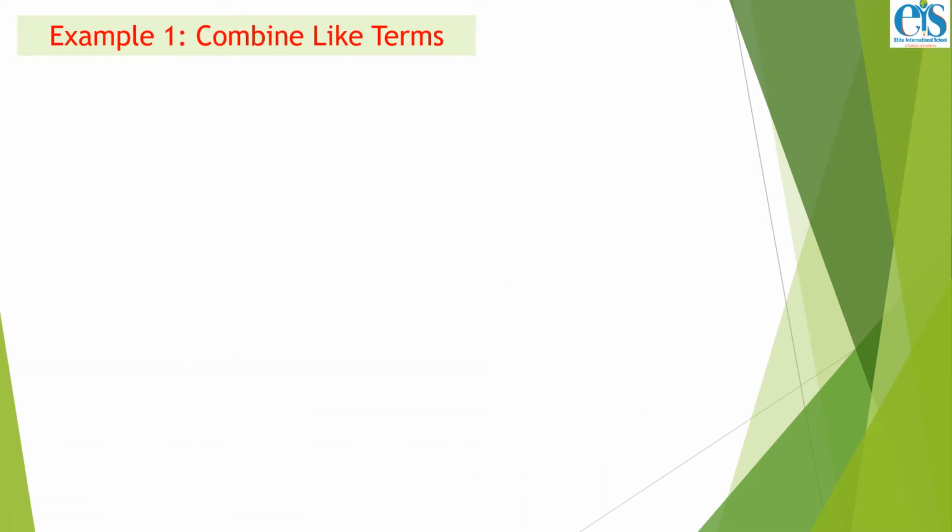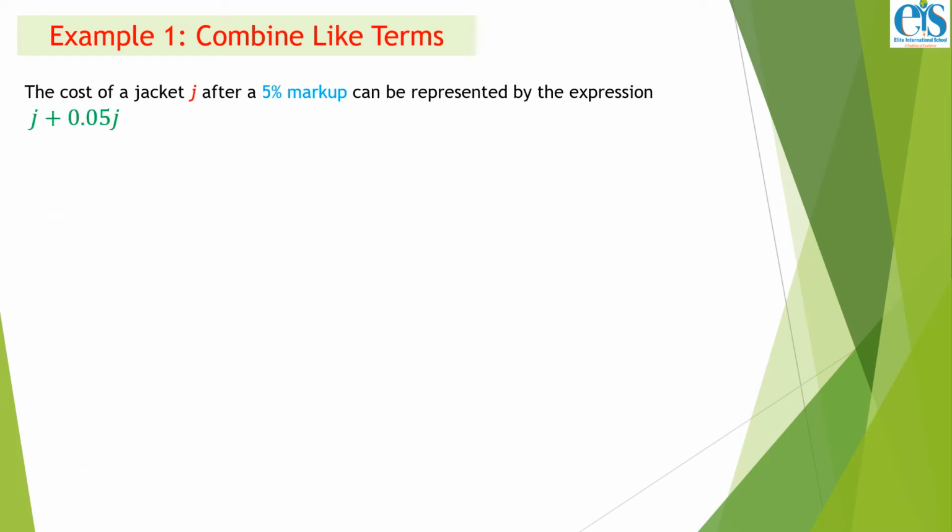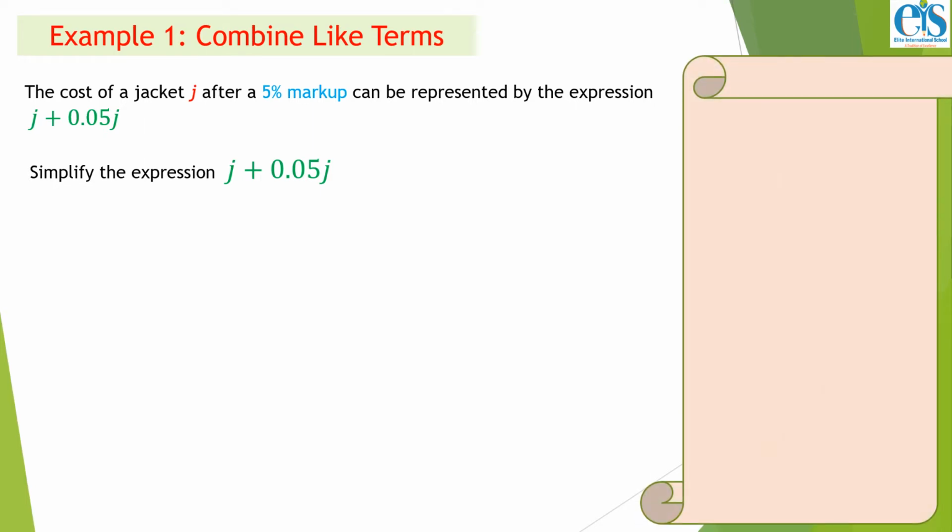Let's combine like terms. Example 1. The cost of a jacket J after a 5% markup can be represented by the expression J plus 0.05J. Simplify the expression J plus 0.05J. Let's recap. What is the coefficient of J?